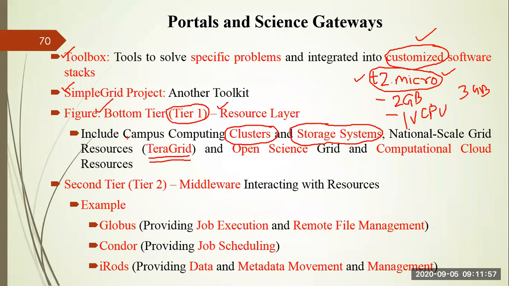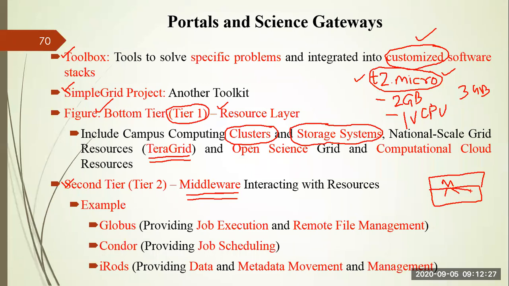On top of the bottom layer, you have the second layer, that is the second tier, which we call middleware. I told you, middleware is always used to reduce the complexity of the infrastructure. If you want to hide something, you will use a middleware. This middleware interacts with the resources, because your resources are in the bottom stage. On top of the resource stage, you have middleware. This middleware interacts with whatever is available in the resource layer.